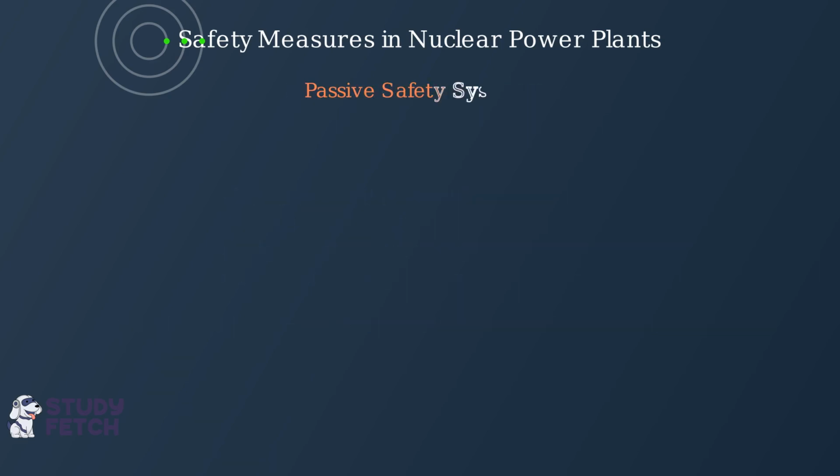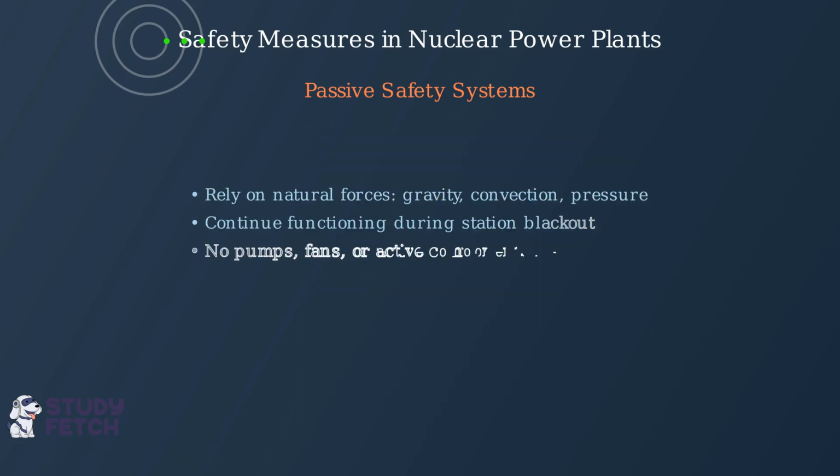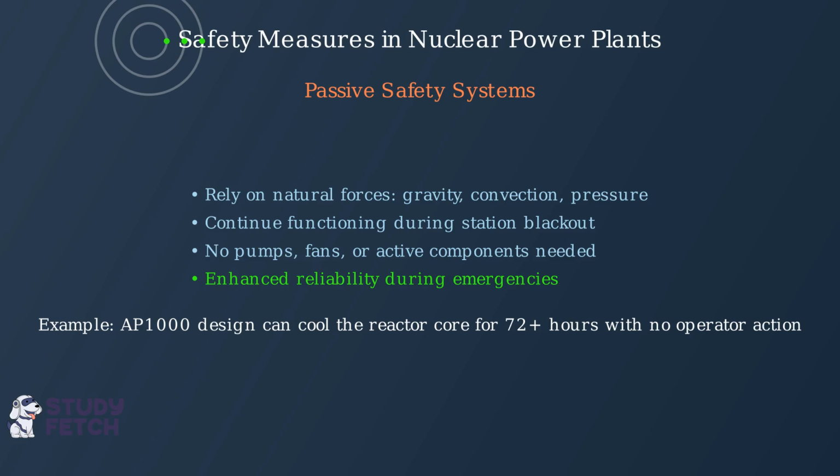Modern nuclear plants increasingly rely on passive safety systems that function without external power or operator actions. These systems rely on natural forces like gravity, natural circulation, and pressure differences to cool the reactor. They continue functioning even during a complete station blackout and don't require pumps, fans, or other active components. For example, Westinghouse's AP1000 design can safely cool the reactor core for more than 72 hours without any operator action or external power sources.